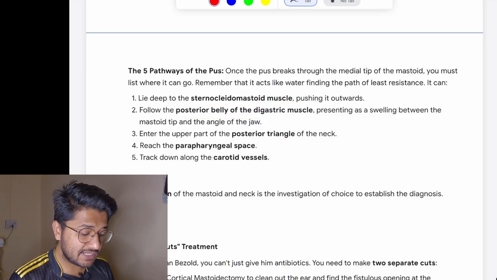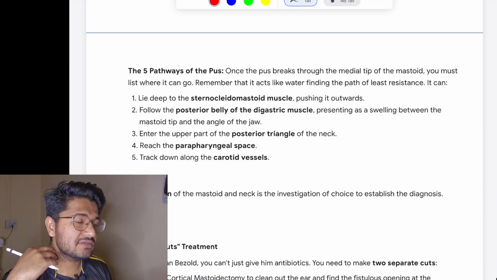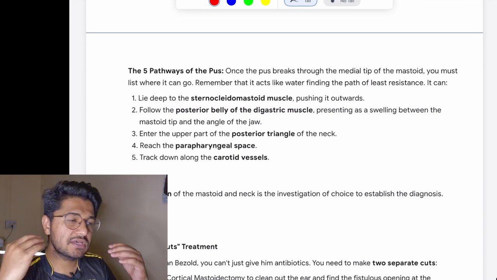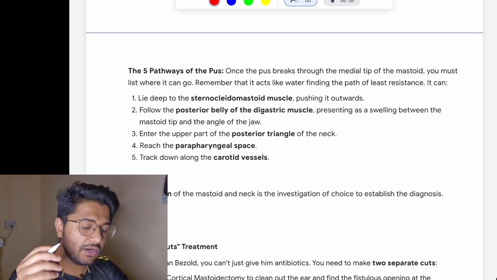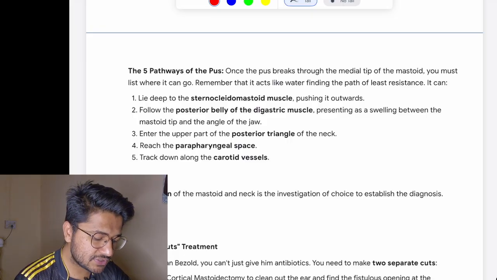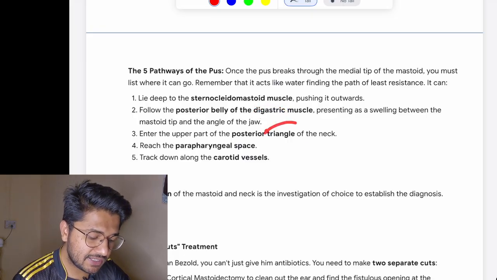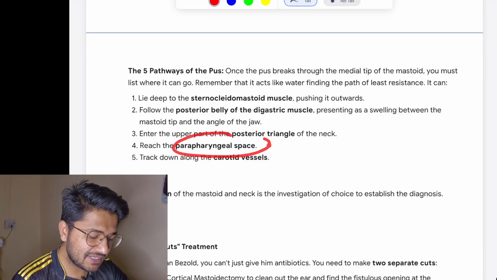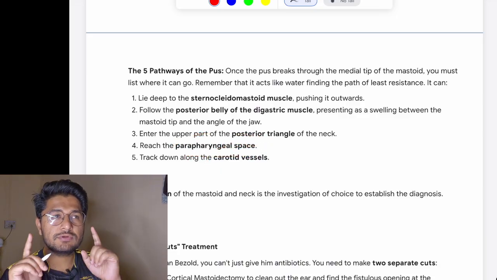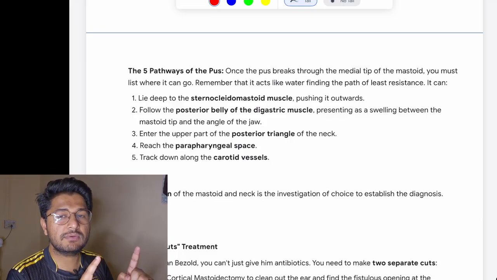One more time. Sternocleidomastoid, you can remember torticollis. So whenever you say Bezold abscess, you will remember the sternocleidomastoid. Now you remember two posteriors, that is posterior belly of the digastric muscle, posterior triangle of the neck, and then parapharyngeal space, and then carotid vessels.